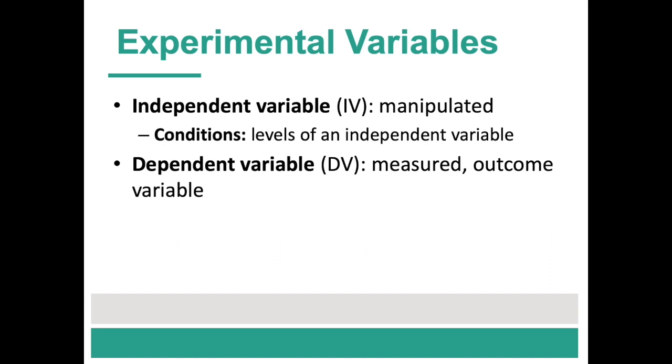The dependent variable is the measured outcome variable. So this is usually what we care about. Did what we gave them, the conditions, did it affect their behavior or their perception at all? And that's going to be the dependent variable.